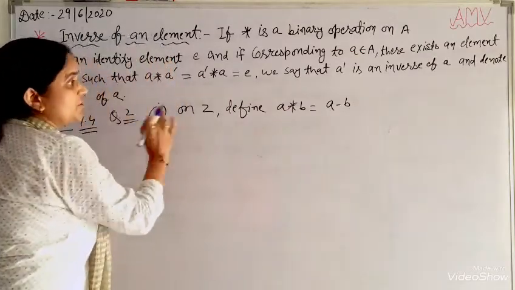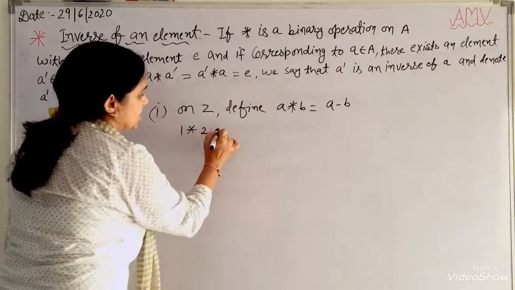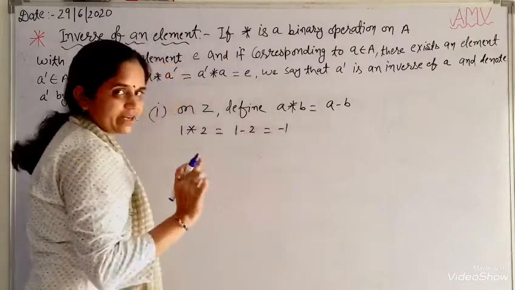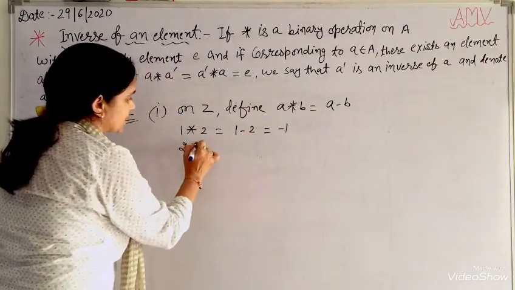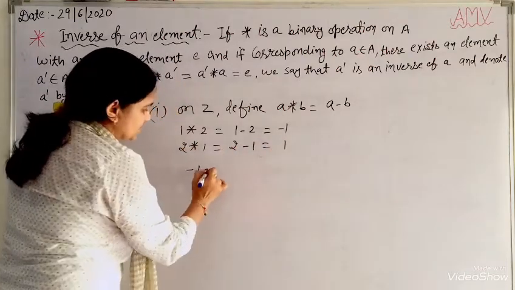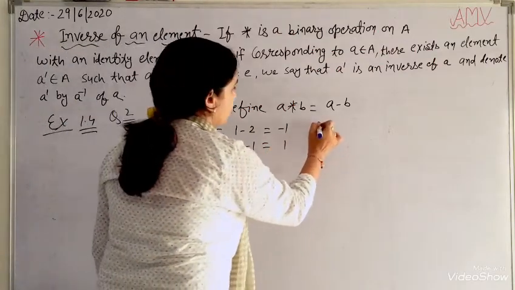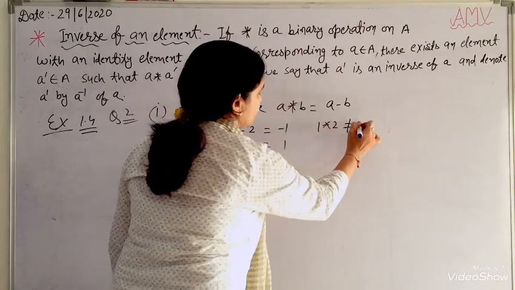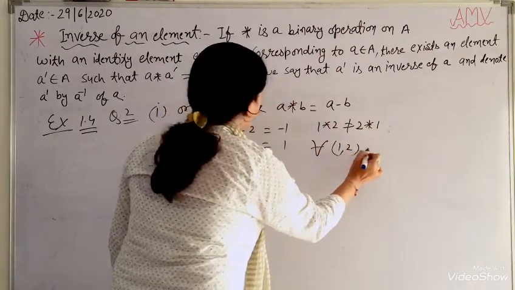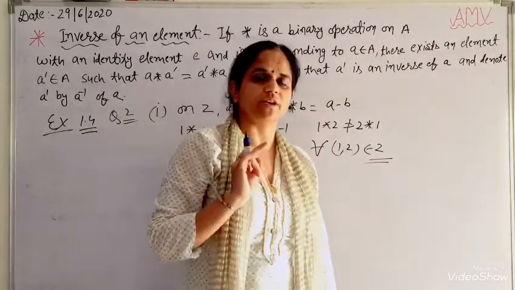Now for commutative, if you are taking 1 star 2, it is 1 minus 2, it means minus 1. Now 2 star 1 is 2 minus 1, it is 1. So minus 1 is not equal to 1. Here, students, 1 star 2 is not equal to 2 star 1 for all 1, 2 belonging to Z. So it is not commutative.